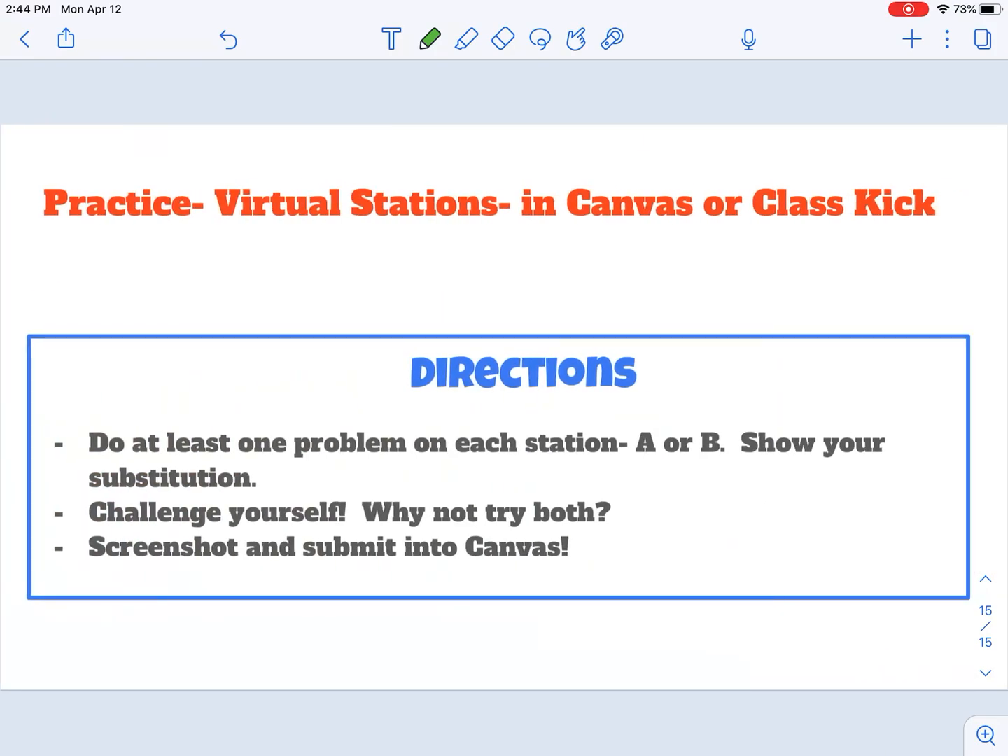I'm going to skip those slides. They're not as important for our homework today. So for homework, we are going to complete an assignment on Class Kick. You're going to complete it on Class Kick, and you're going to submit it on Canvas.